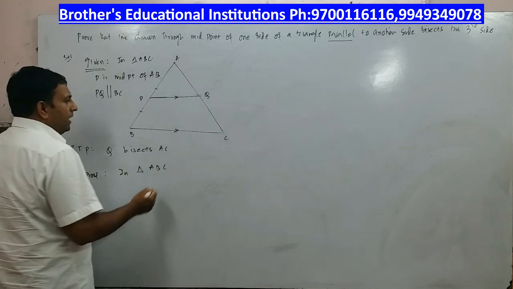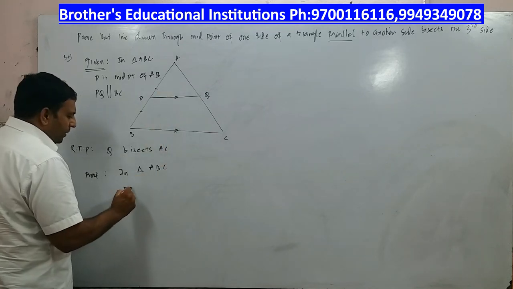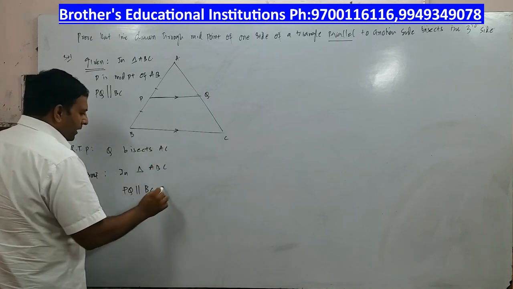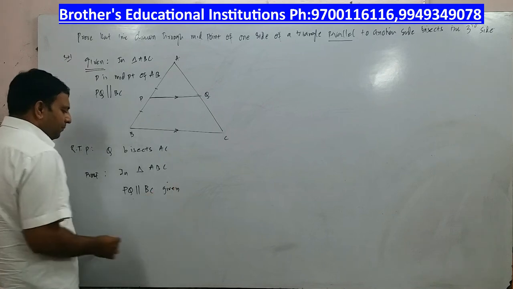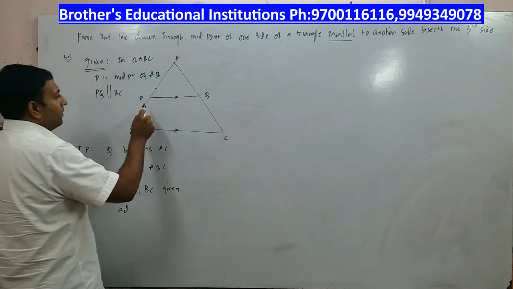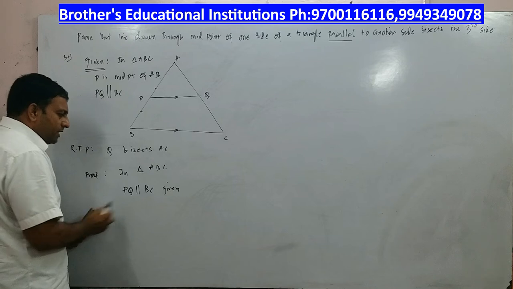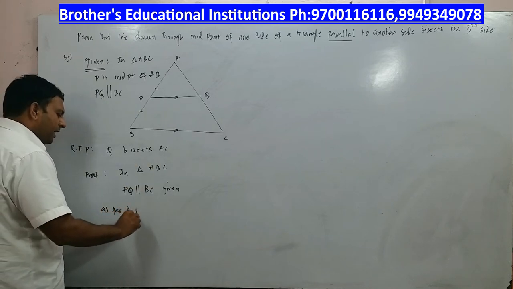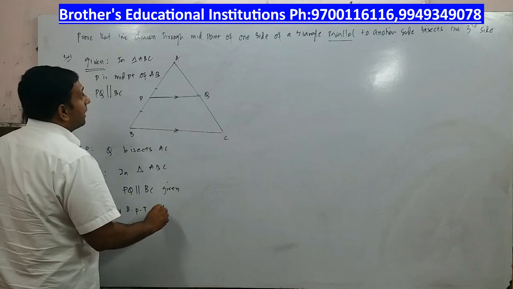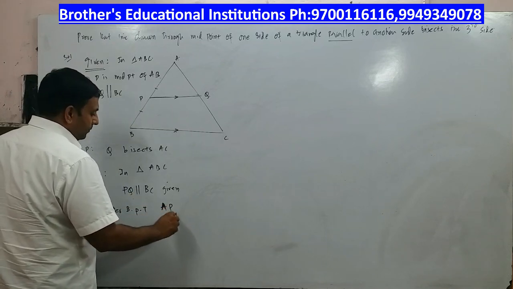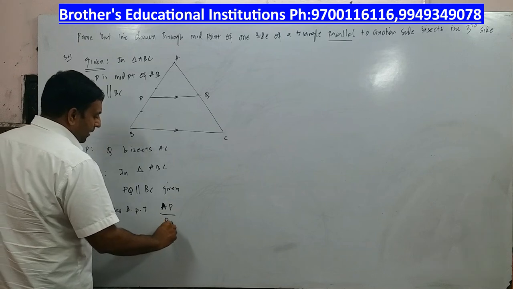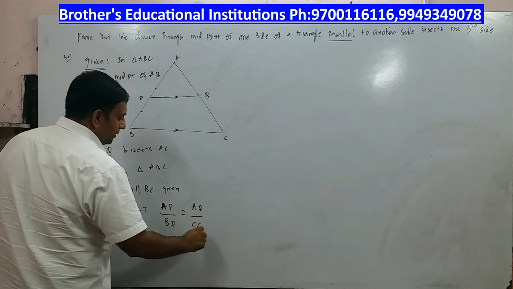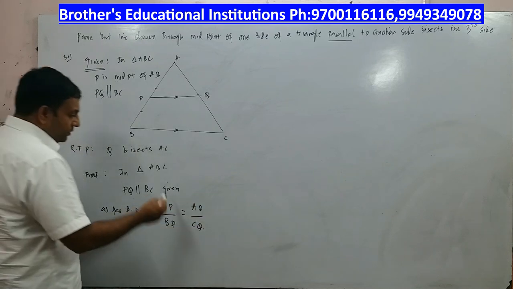In triangle ABC, what is there? PQ is parallel to BC. PQ is parallel to BC, right? This is also given, right? And since PQ is parallel to BC, as per basic proportionality theorem, I can write AP by BP is equal to AQ by CQ. Alright, AQ by CQ.